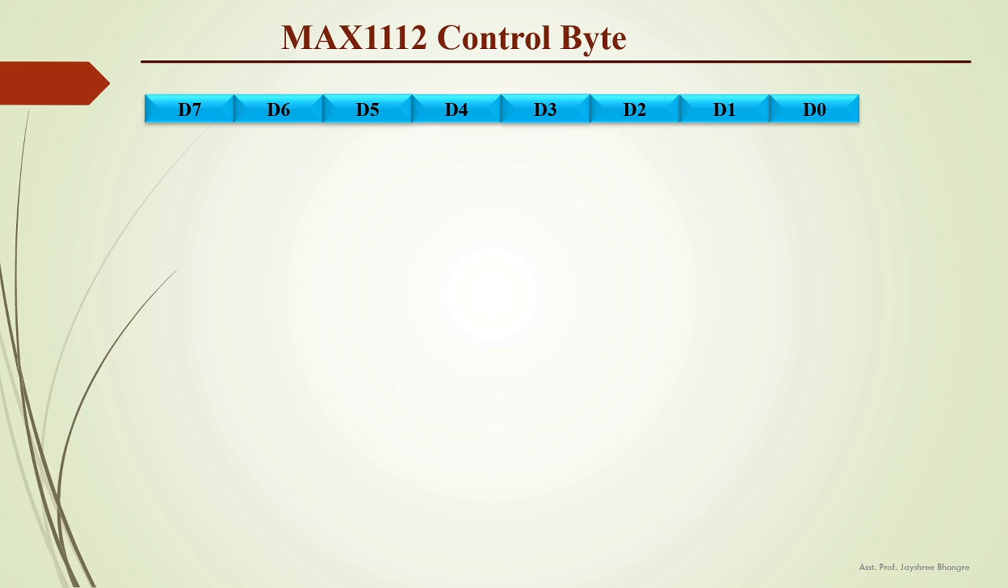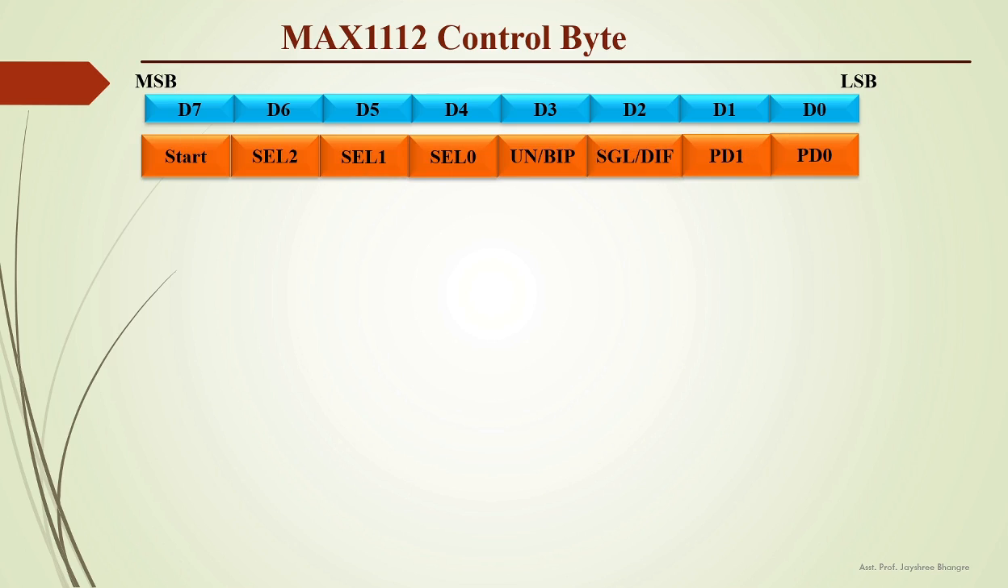This is an 8-bit control byte. D0 is the LSB and D7 is the MSB of the control byte. When we send this control byte, the MSB is sent first. So these are the functions of these 8 bits. For D7, it is the start bit, and this start bit must be sent first, and it should be high to indicate that it is the start of a control byte.